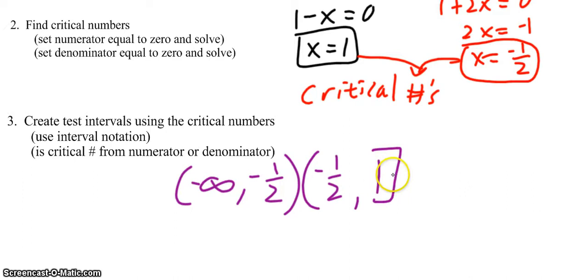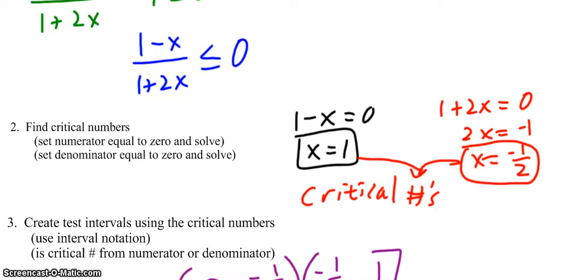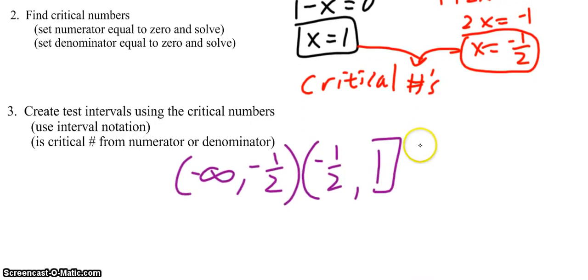The 1 is going to have a bracket because it comes from the numerator and because this is an equal to. If this was just a less than or just a greater than, we don't have to worry about this. Everything is parentheses. But since it was a less than or equal to, and we had a value from the numerator and from the denominator, anything from the denominator is still a parenthesis, anything from the numerator is still a bracket. Okay, so those are my test intervals.